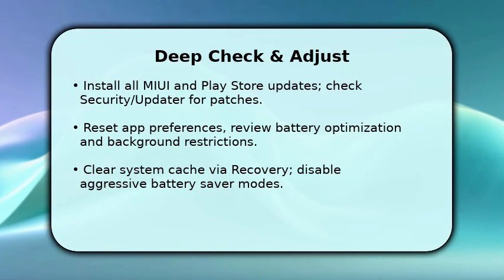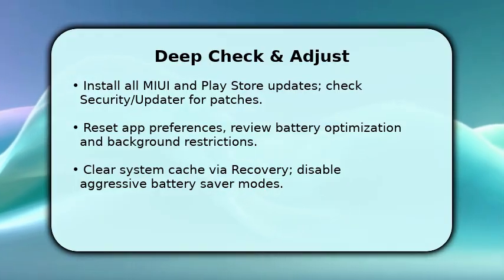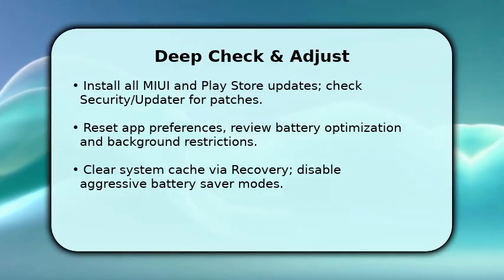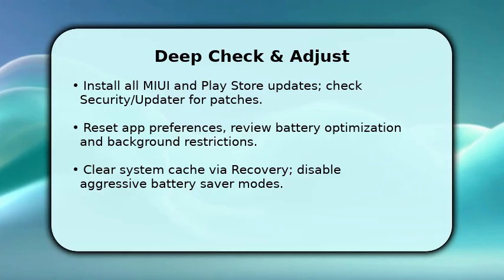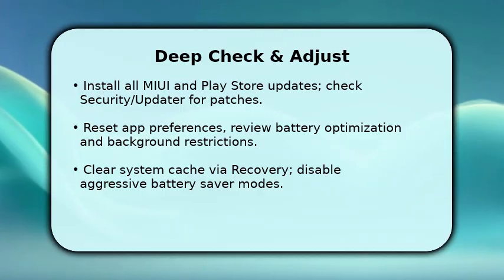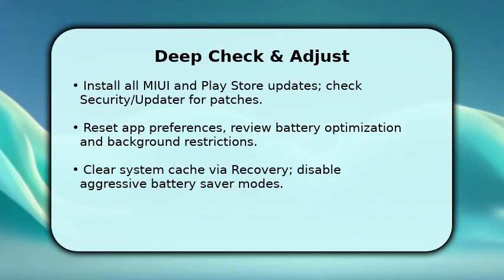Make sure MIUI and all apps are fully updated because patches often fix stability bugs. Reset app preferences to restore default permissions and background activity rules, then audit battery optimization. Overly aggressive restrictions can force reboots. If problems persist, boot to recovery and clear the system cache partition to remove corrupted temp files. These steps address system-level conflicts.